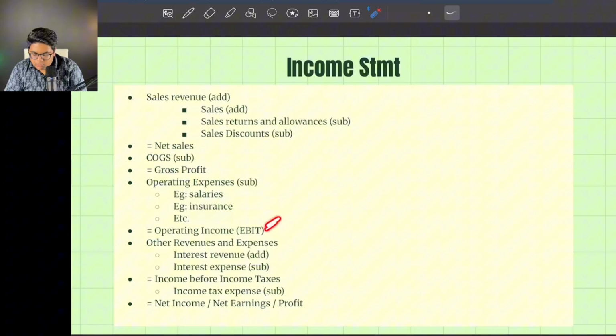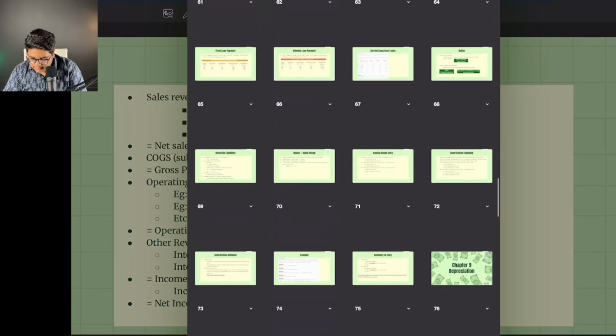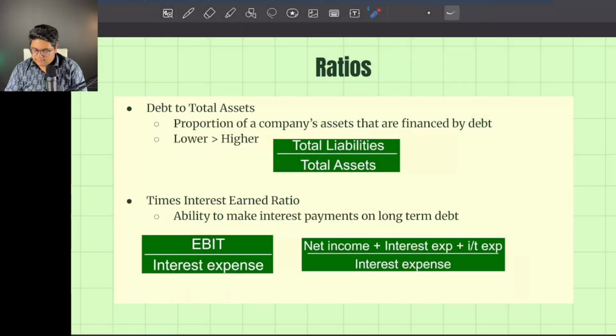So this is what you want to use to calculate the ratio that we just covered. Either if you have this value, that's awesome. If you don't have this value, you can just take your net income, add in the taxes, add in the interest, and get to your EBIT. Right, this is also shown here. If you have your EBIT value, awesome. If you don't have it, take your net income, add in the interest expense, and add in the income tax expense. And all of this is divided by the interest expense, which tells you your ability to make interest payments on long-term debt.